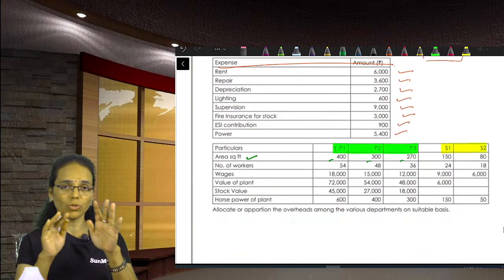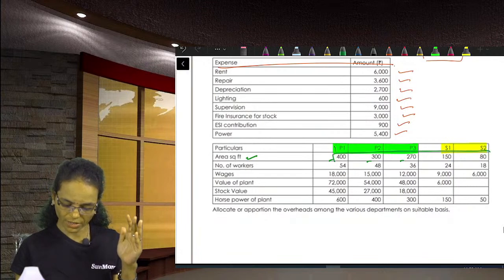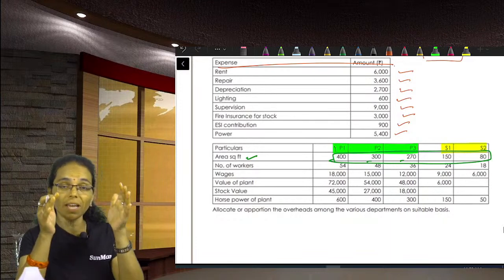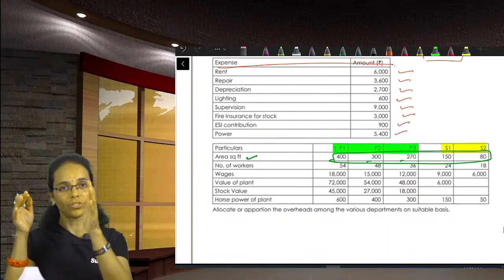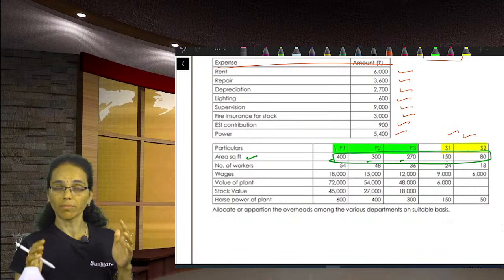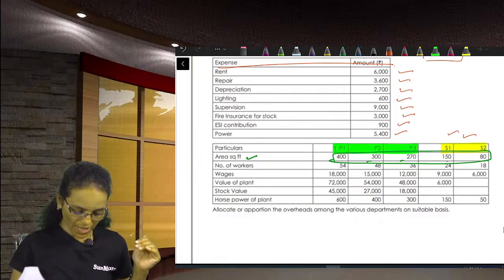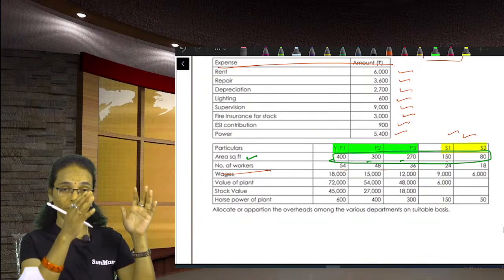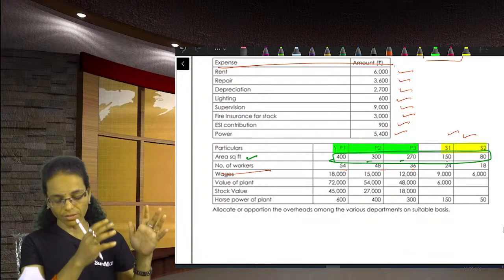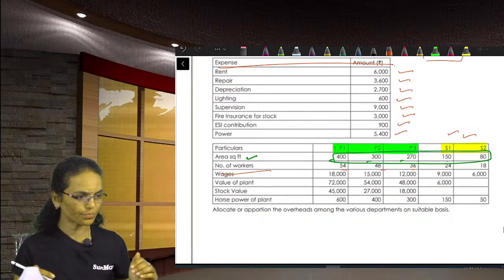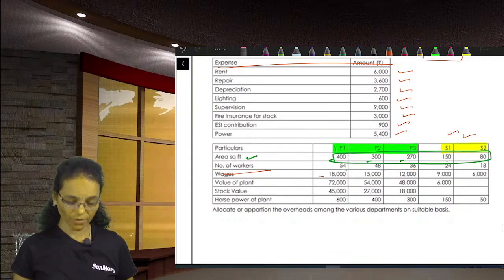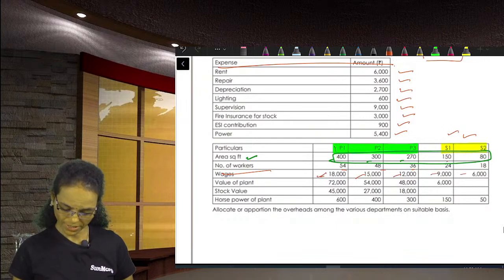Rent, repairs, depreciation, lighting, supervision, fire insurance for stock, ESI contribution, power, and particulars are given. This is the production departments, this is the service departments. The area in square feet is given, so when you add all these items, you will know the total area, and the area occupied by production departments A, B, C, and service departments S1 and S2 individually is given.